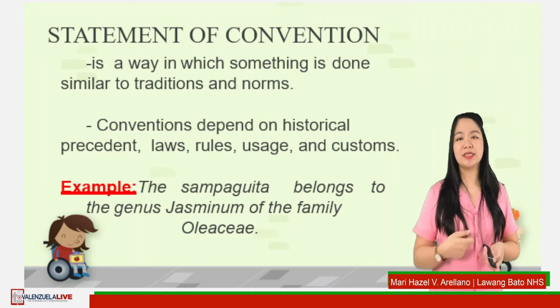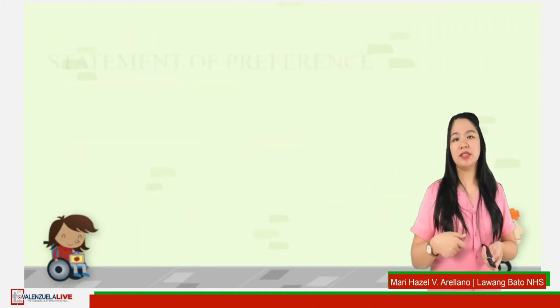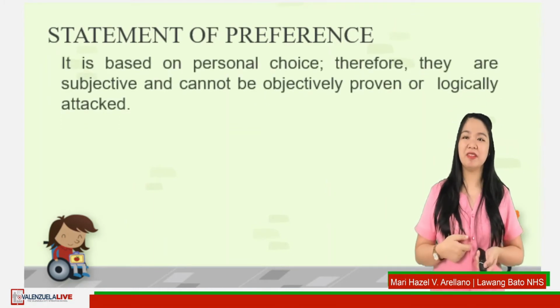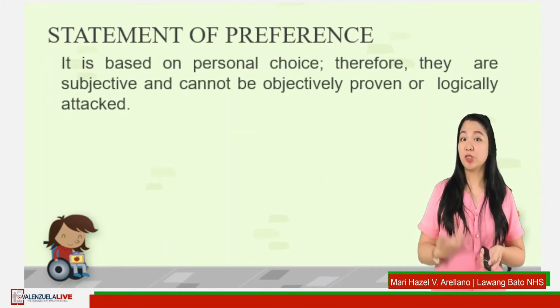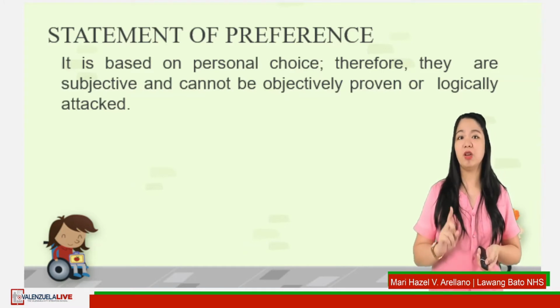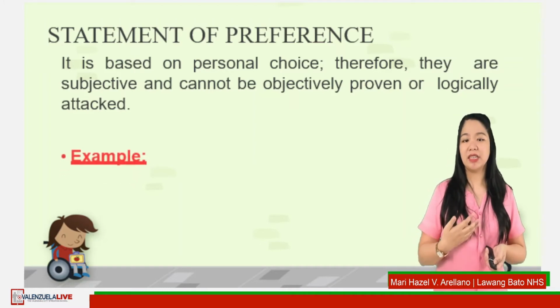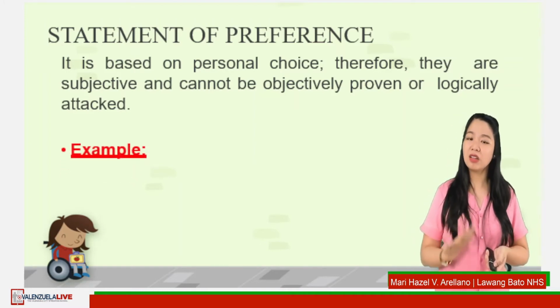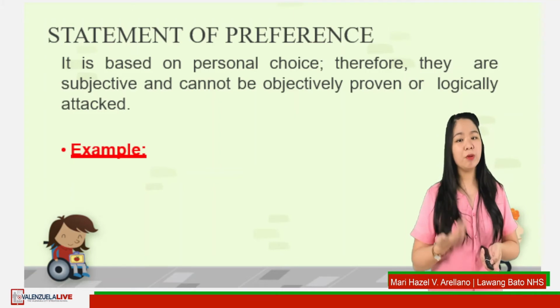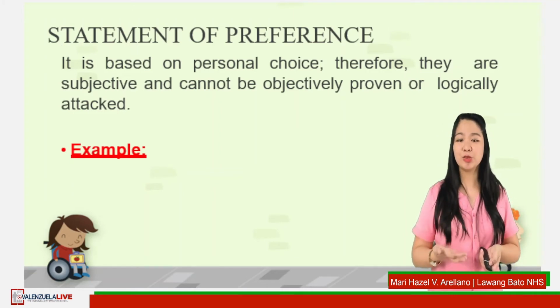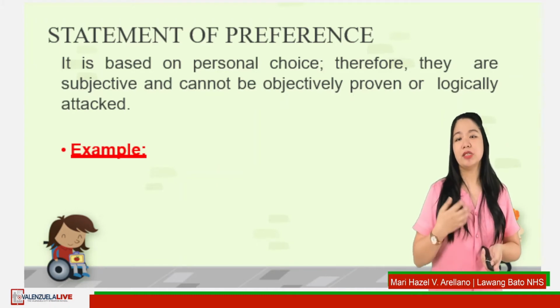The last statement is a statement of preference. When I say statement of preference, it is based on personal choice. Therefore, they are subjective and cannot be objectively proven or logically attacked. This statement goes to the heart of our values or beliefs. No proof is possible. There's no obligation to support the truth of such a statement.